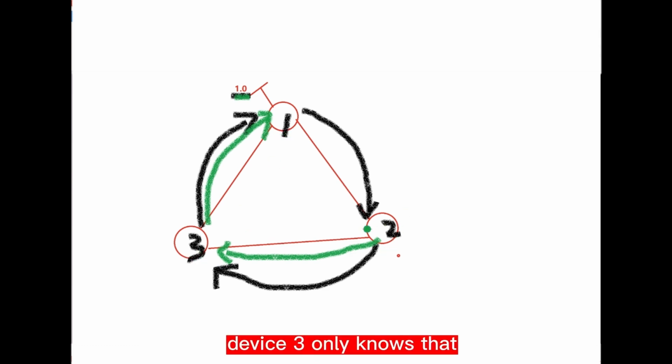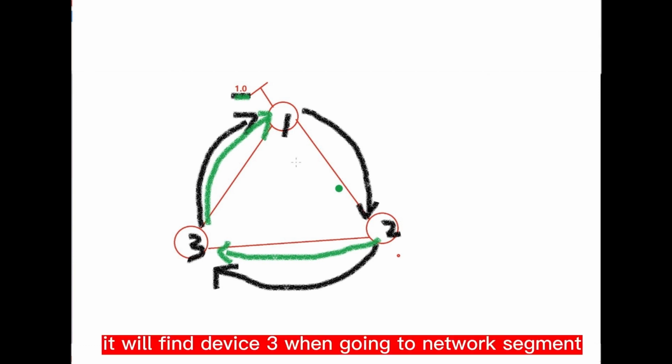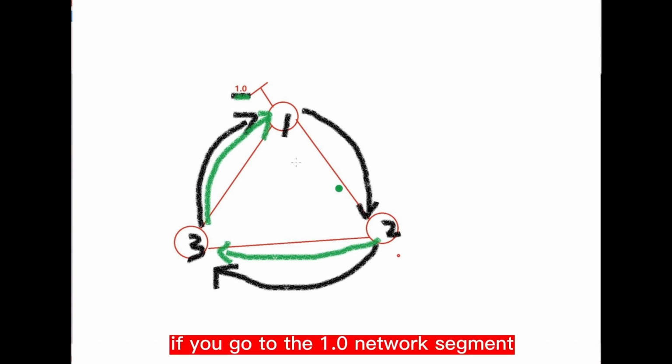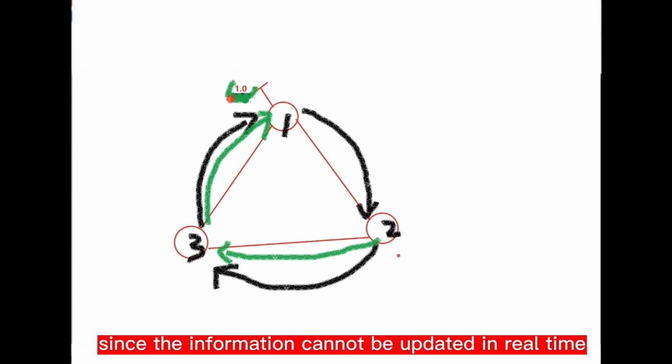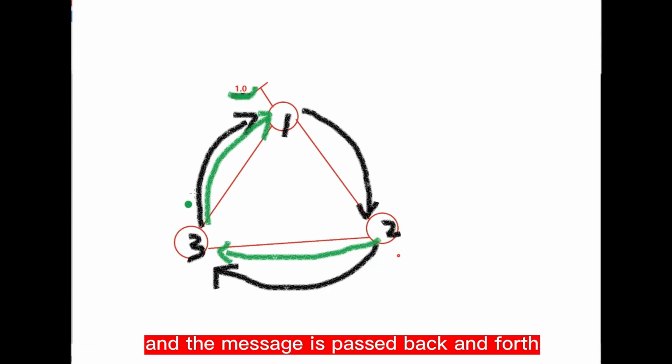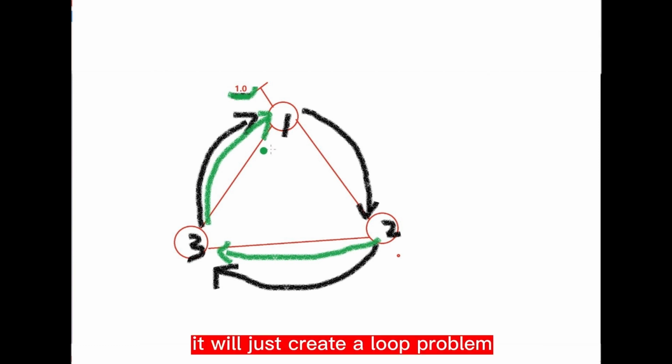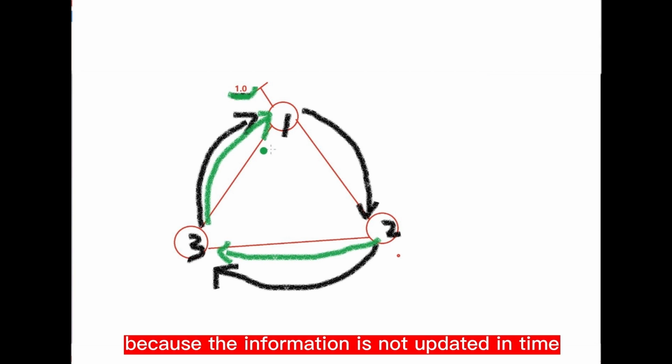Device 3 only knows that it will go to network segment 1.0 in the future, so it will find device 2. Device 1 also knows that it will find device 3 when going to network segment 1.0 in the future. Then for device 2, in the future, if you go to the 1.0 network segment, you will find device 1, because that's what device 1 gave it. Since the information cannot be updated in real time, and the message is passed back and forth in the whole environment, it will just create a loop problem, because the information is not updated in time.